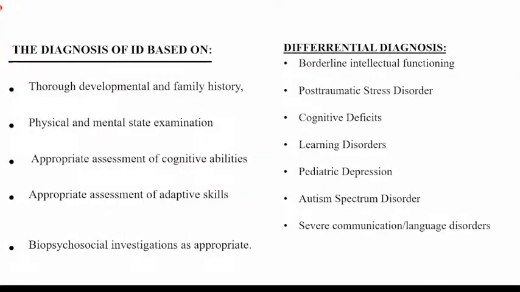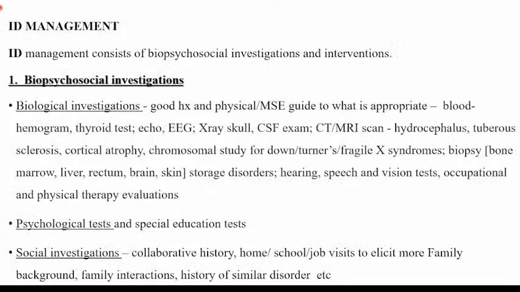So the diagnosis is based on thorough developmental and family history, physical and mental examination, appropriate assessment of the cognitive abilities, the intellectual functioning, and adaptive skills, and then biopsychosocial investigations, which will be guided by findings of those earlier steps. Differential diagnosis would include borderline, other neurodevelopmental disorders like autism, language disorders, and specific learning disorder, depression, and so on. So basically, this management we will do in 6th year.